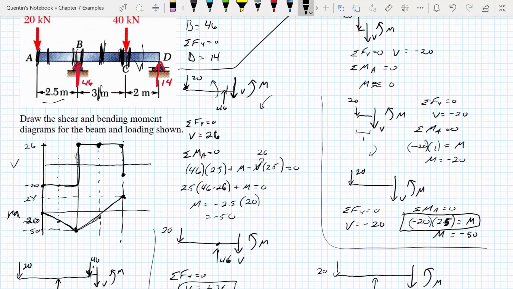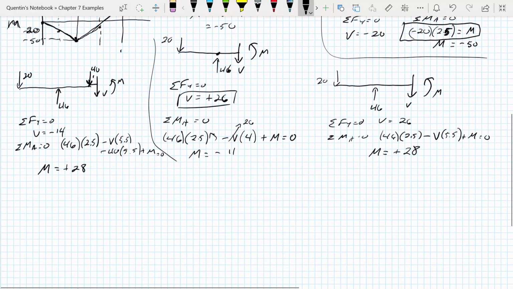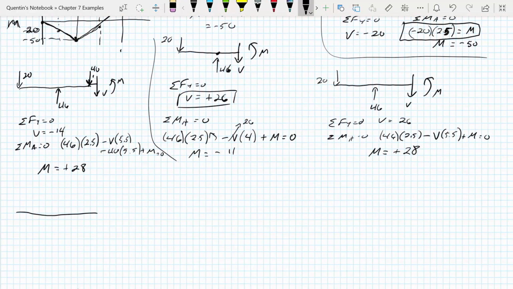Let's kind of come through the middle section there, and what are we going to get? Have the same beam. Oh, sorry, this line is getting less straight as we go along. 20, 46, 40. Now coming to here, we have V and M. So sum of my forces in y equals 0 tells me that V is, surprise, surprise, minus 14. No change there. Now what about M?